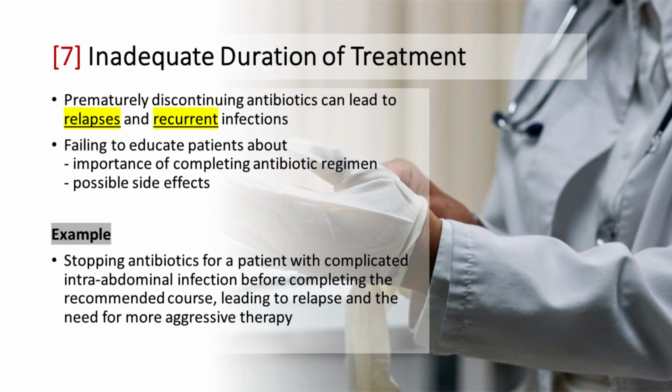Pitfall number 7: inadequate duration of treatment. Prematurely discontinuing antibiotics can lead to relapses and recurrent infections. Failing to educate patients about the importance of completing their antibiotic regimen as prescribed or about possible side effects can lead to noncompliance and premature discontinuation of the drug. For example, stopping antibiotics for a patient with complicated intra-abdominal infection before completing the recommended course, leading to relapse and the need for more aggressive therapy.